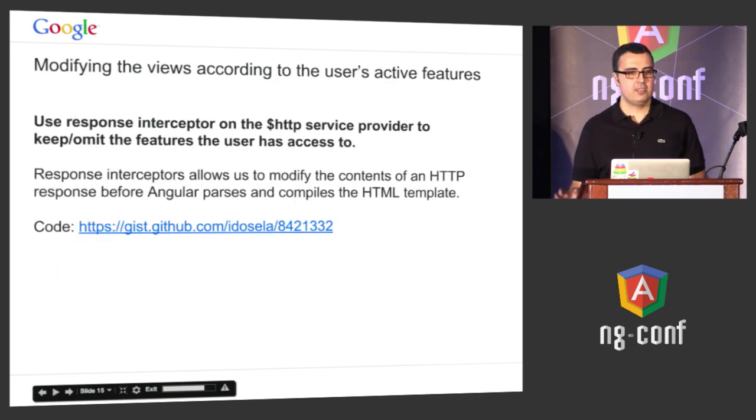And the way we implemented it is basically using Angular's response interceptors. So the HTTP service provider basically lets you intervene in the pipeline. When you issue an HTTP request, when the response returns, you can insert your own function that does something before the result is handed to Angular. So what we did is we created an interceptor that would take the view that we request from the server and then look for those custom attributes we just saw and strip them according to the user's permissions.